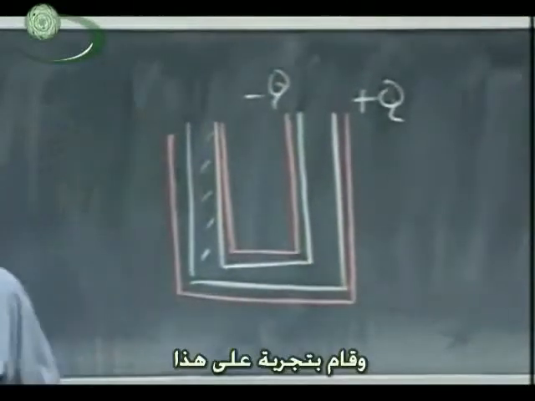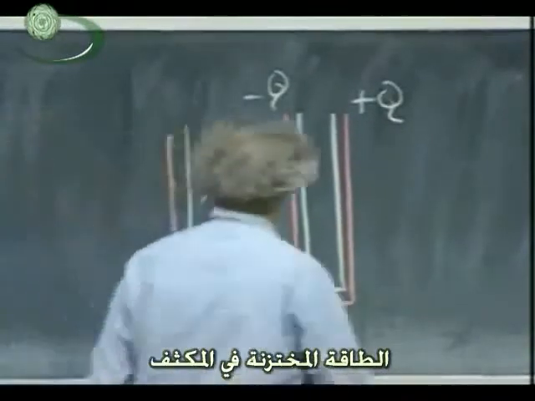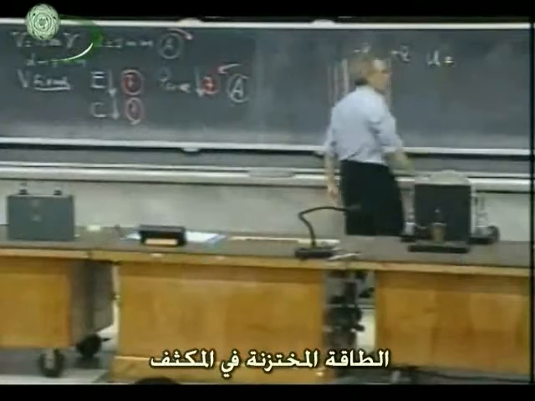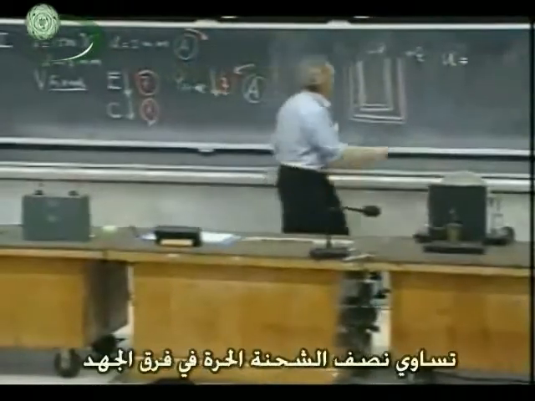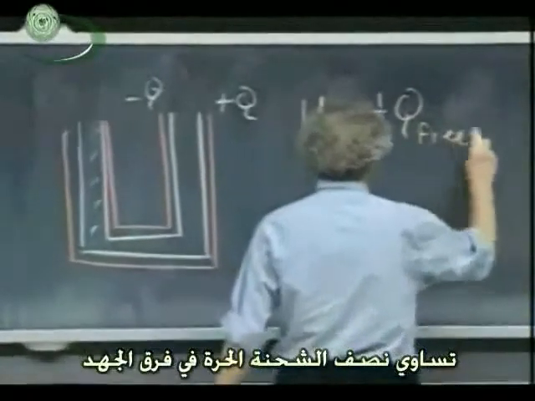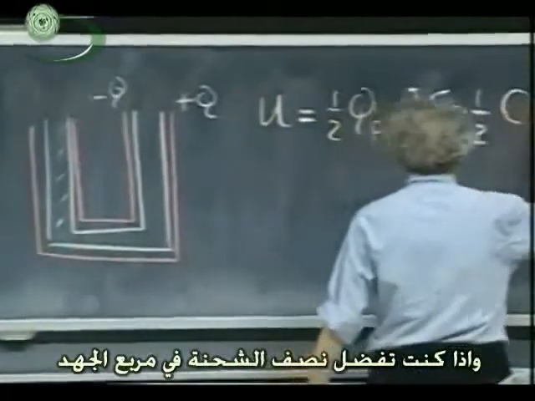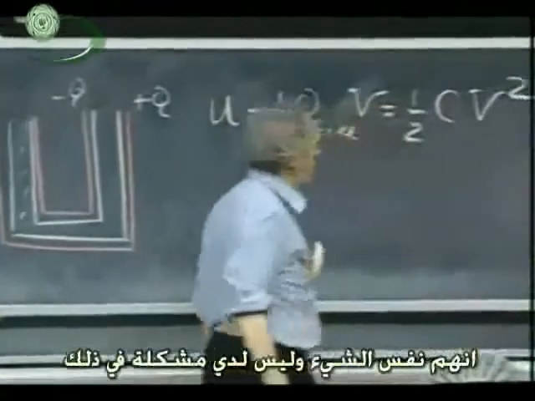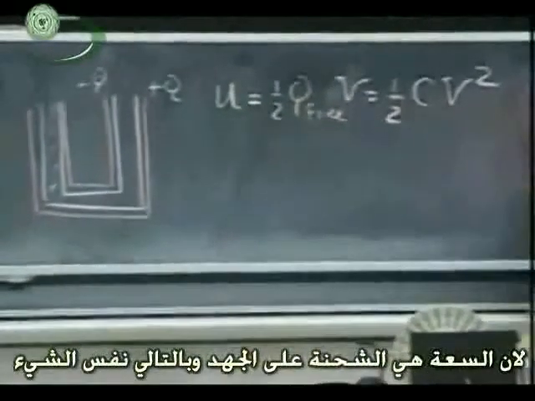And he did experiments with that. The energy stored in a capacitor, we discussed that last time, equals 1/2 times the free charge times the potential difference. If you prefer 1/2 CV squared, that's the same thing. I have no problem with that, because this C is Q free divided by V, so it's the same thing.